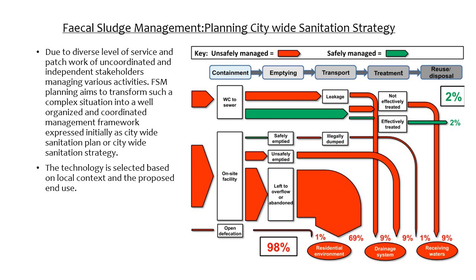Planning a citywide sanitation strategy for fecal sludge management is important due to diverse levels of service and a patchwork of uncoordinated and independent stakeholders managing various activities. FSM planning aims to transform such a complex situation into a well-organized and coordinated management framework, expressed initially as a citywide sanitation plan or citywide sanitation strategy. The figure shown summarizes the current situation of fecal sludge management, thus enabling it as a reference tool to measure impact after the FSM strategy is adopted. The technology for treatment is selected based on the local context and the proposed end use.